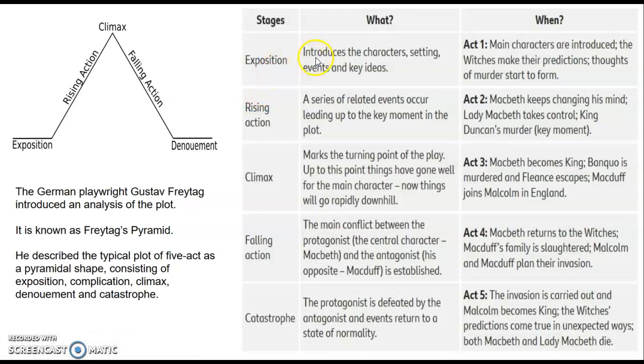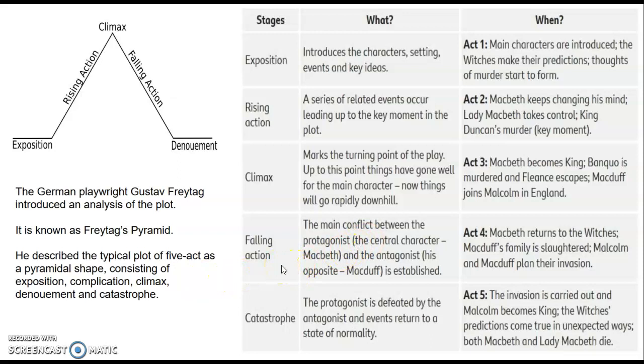Exposition is where the dramatist introduces the characters, settings, events, and key ideas. So, when we analyze Macbeth, Act 1 is its exposition part where main characters are introduced. The witches make their predictions, thoughts of murder start to form. Then the second act of this play is the stage of rising action, where a series of related events occur leading up to the key moment in the plot. Macbeth keeps changing his mind, Lady Macbeth takes control, and King Duncan is murdered. Act 3 is the climax, where Macbeth becomes king, Banquo is murdered, Fleance escapes.